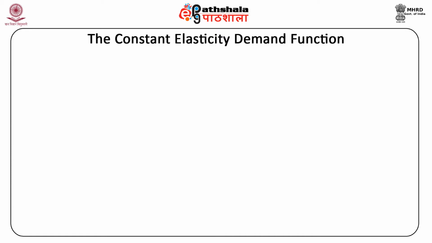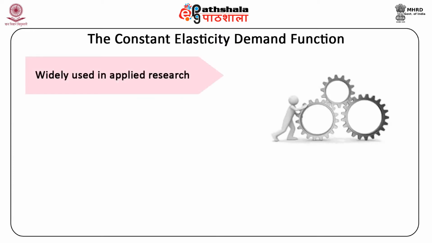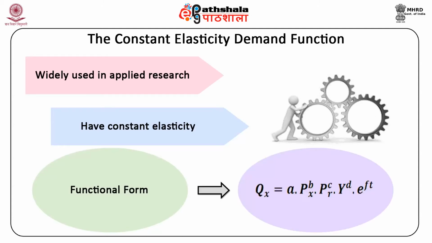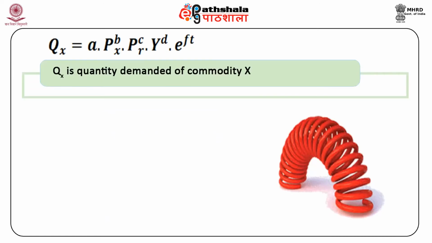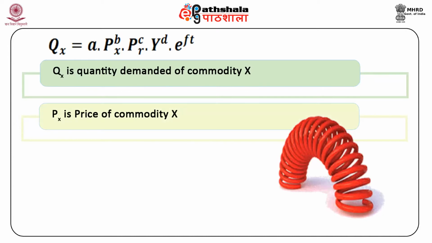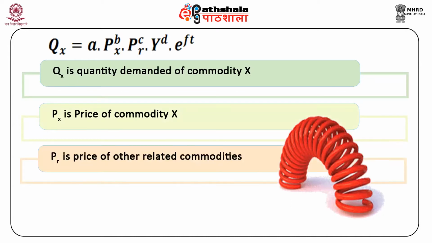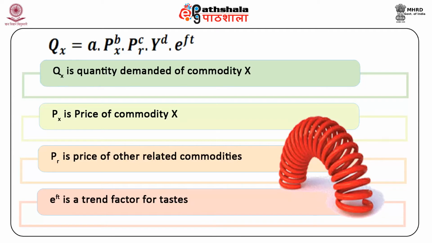The constant elasticity demand functions are widely used in applied research and have constant elasticity. It can be written in functional form as Qx = A × Px^B × PR^C × Y^D × e^(Ft), where Qx is the quantity demanded of commodity X, Px is the price of commodity X, PR is the price of other related commodities, e^(Ft) is a trend factor for taste where e is the natural logarithm base.